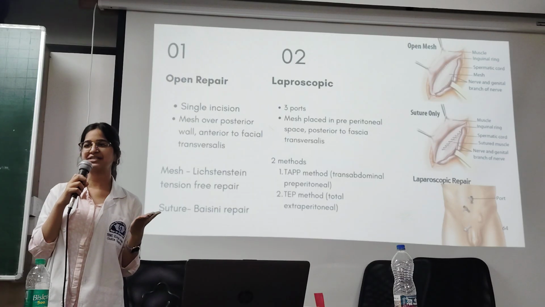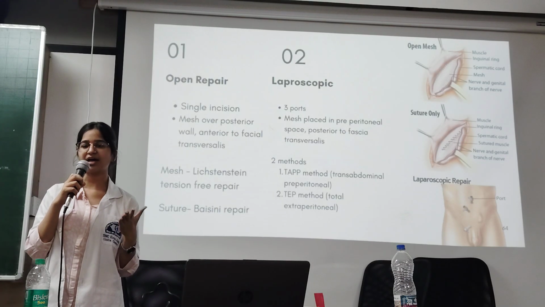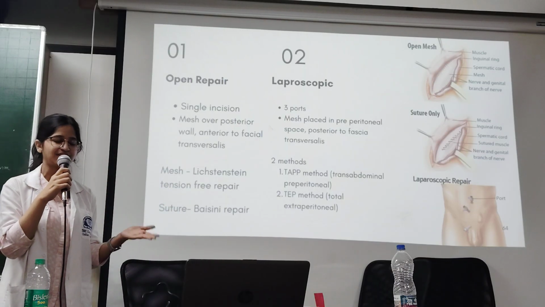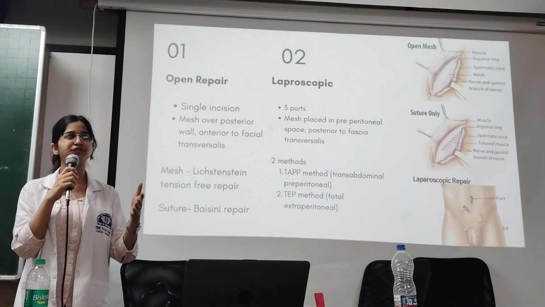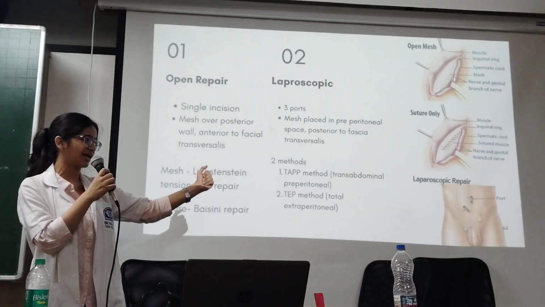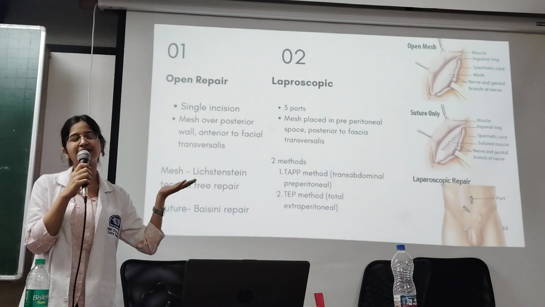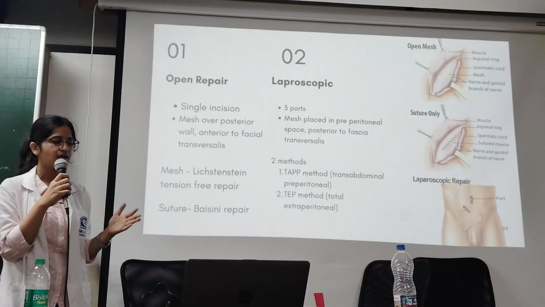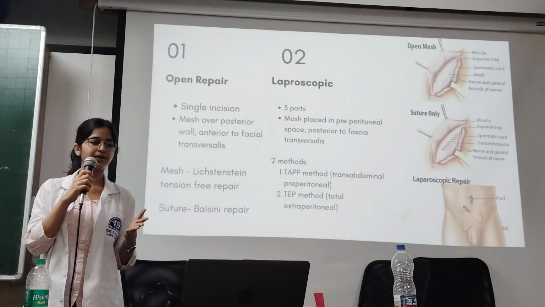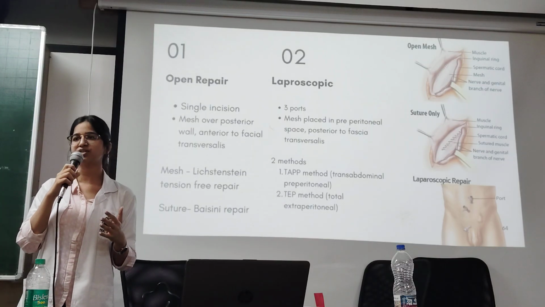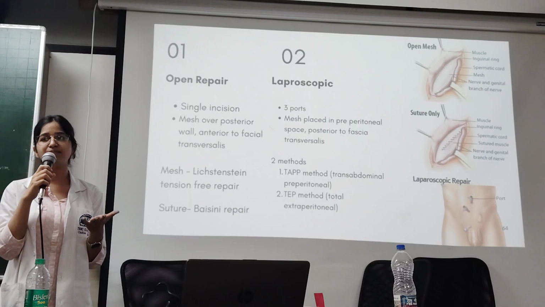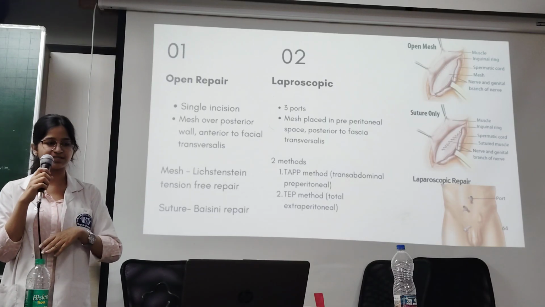A laparoscope is basically a thin, long tube with camera and lights. While open repair provides us with direct visualization, a laparoscope makes use of three ports, as I've shown in the diagram image there. But the relative positions of the ports can vary according to the surgical requirement. The main difference is that in open repair, the mesh is placed over the posterior wall, while in laparoscopic surgeries, the mesh is placed in the preperitoneal space.